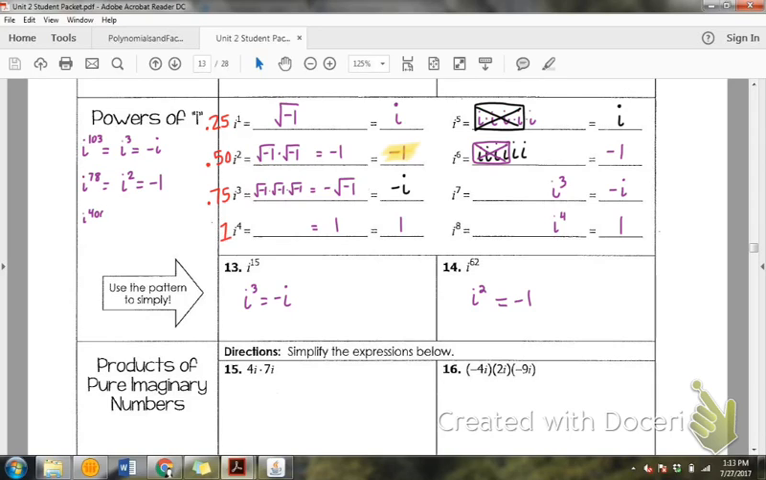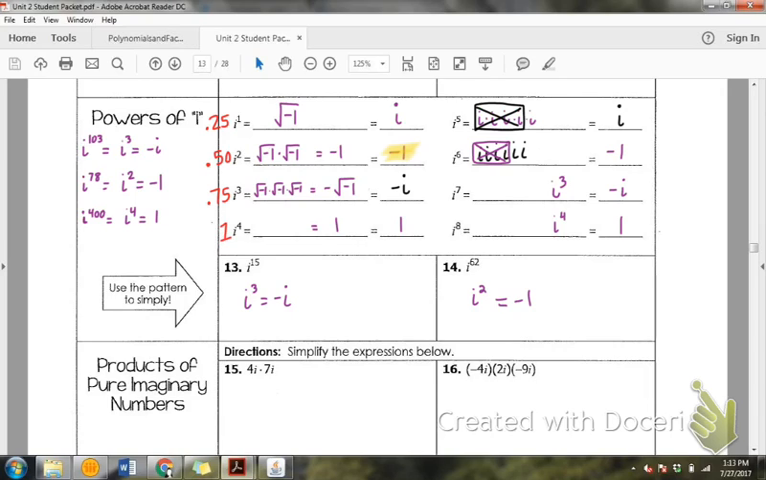i to the 400. Vinny, what'd you get? I just got 1. Okay, so when you did 400 divided by 4, it came out evenly, right? And when it comes out evenly, it's really i to the what? i to the 4th. Okay, it's really i to the 4th because there is no remainder. And i to the 4th is 1.